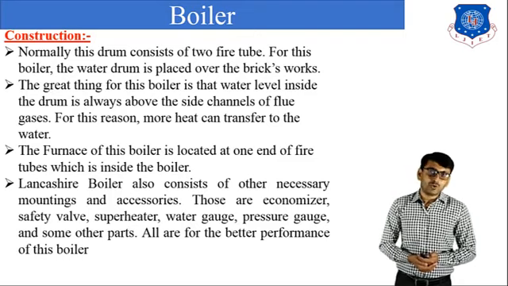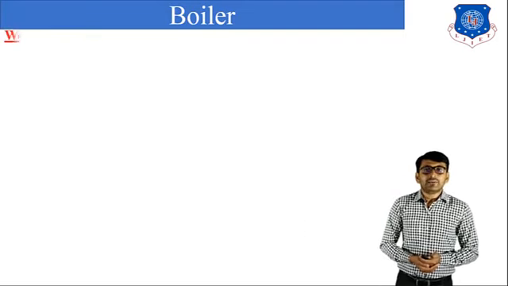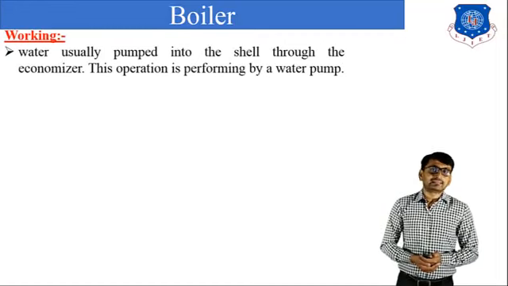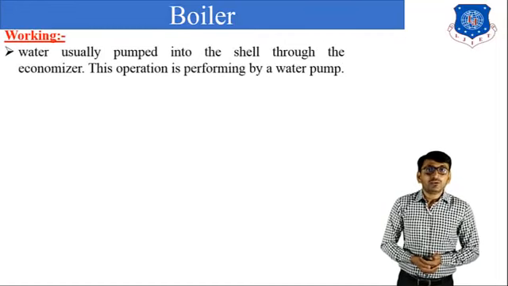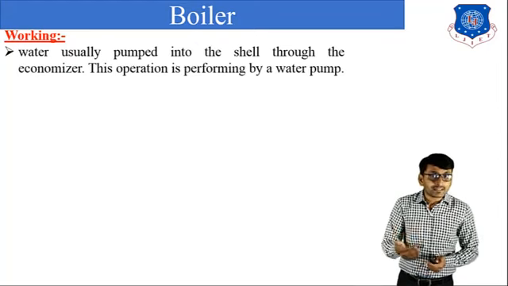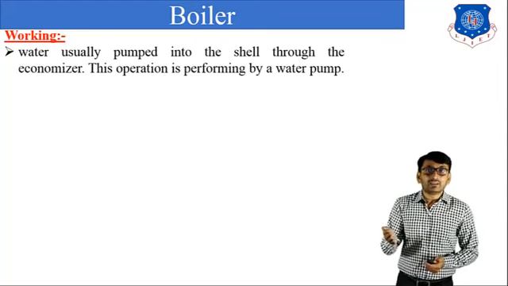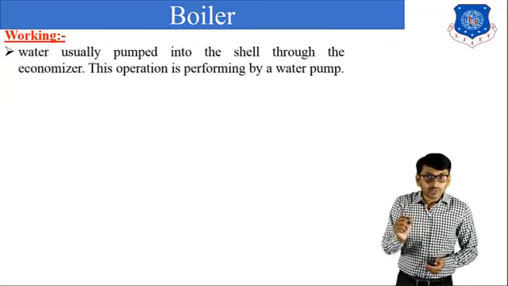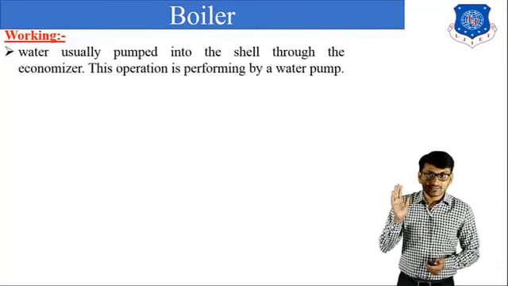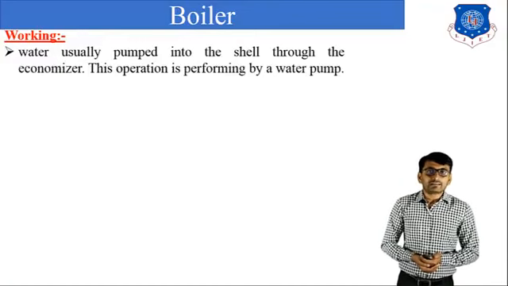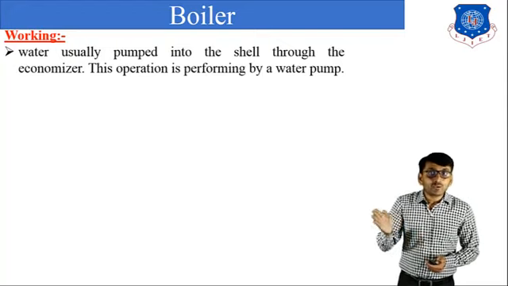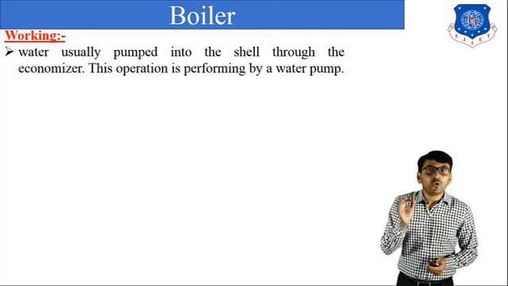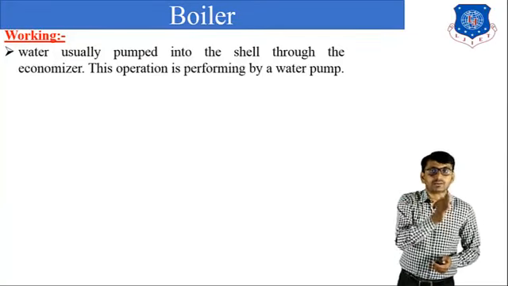Okay. Now we discuss the working of the Lancashire boiler. Water is usually pumped into the shell through the economizer. What is the function of the economizer? That we have to discuss later on. Economizer is a boiler accessory. Now this operation is performed by a water pump. So the water pump is used to transfer water into the boiler. It forces water into the boiler.